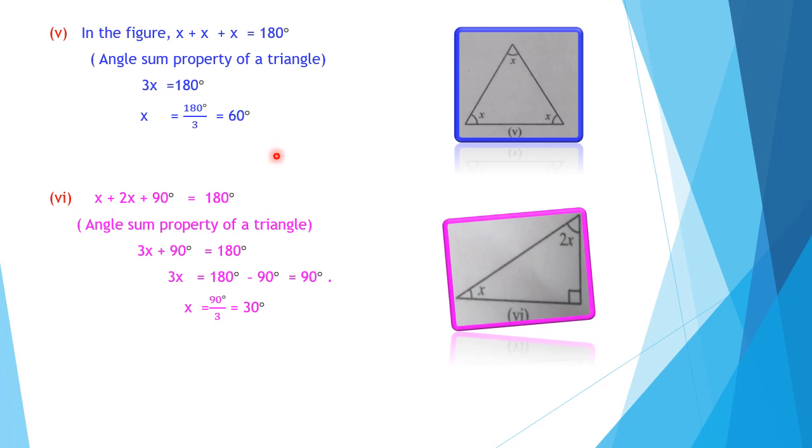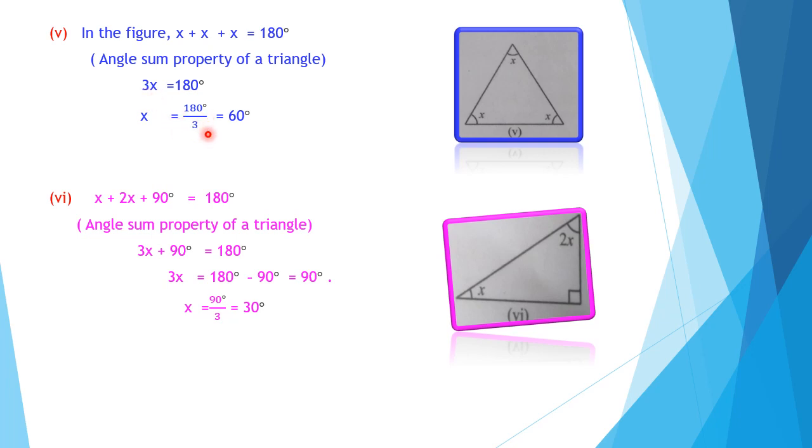Figure number 5. Here in the figure, the name of the triangle is not given. Only measurements are given. Here each angle is X degrees, X, X, X. So you know children, X plus X plus X, all the three angles adding, you get 180 degrees. That is the angle sum property of a triangle. And X plus X plus X, what is it? It is 3X. 3X equals 180 degrees. That is 3 multiplied by X equals 180 degrees. Therefore X equals, here it is multiplied, so we have to do division on the left side.